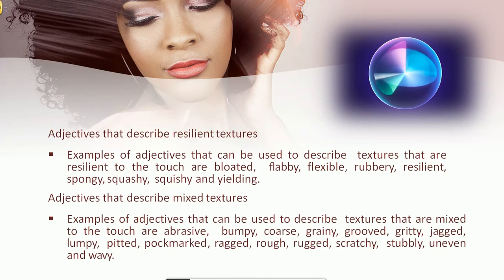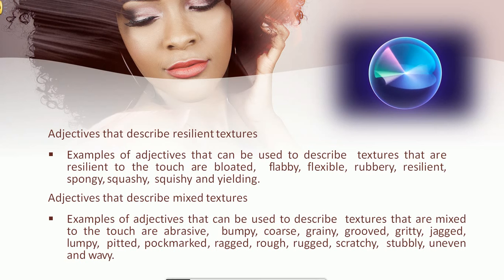Adjectives that describe resilient textures. Examples of adjectives that can be used to describe textures that are resilient to the touch are bloated, flabby, flexible, rubbery, resilient, spongy, squashy, squishy and yielding.